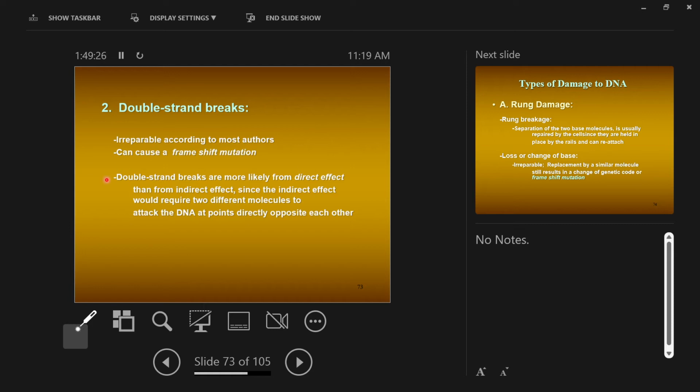So if a double strand break is more likely from a direct hit than an indirect hit, is a double strand break more or less likely than a single strand break? Less likely, right? Because direct hits are less likely. So good, you can form these comparisons, these ways to talk about one versus the other.